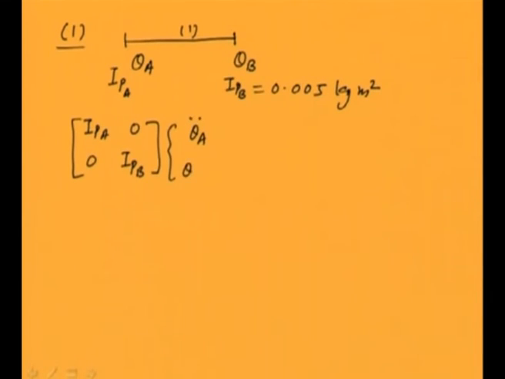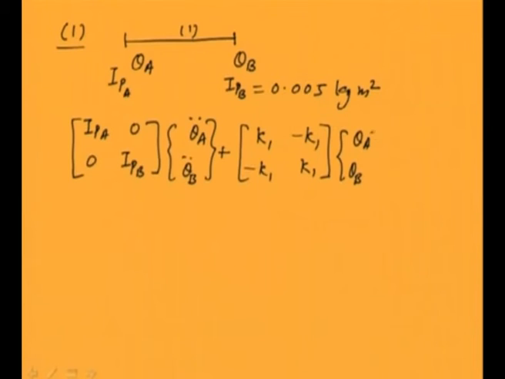This is the first element. K1 is the stiffness of element 1. And these are the torques, internal torques.